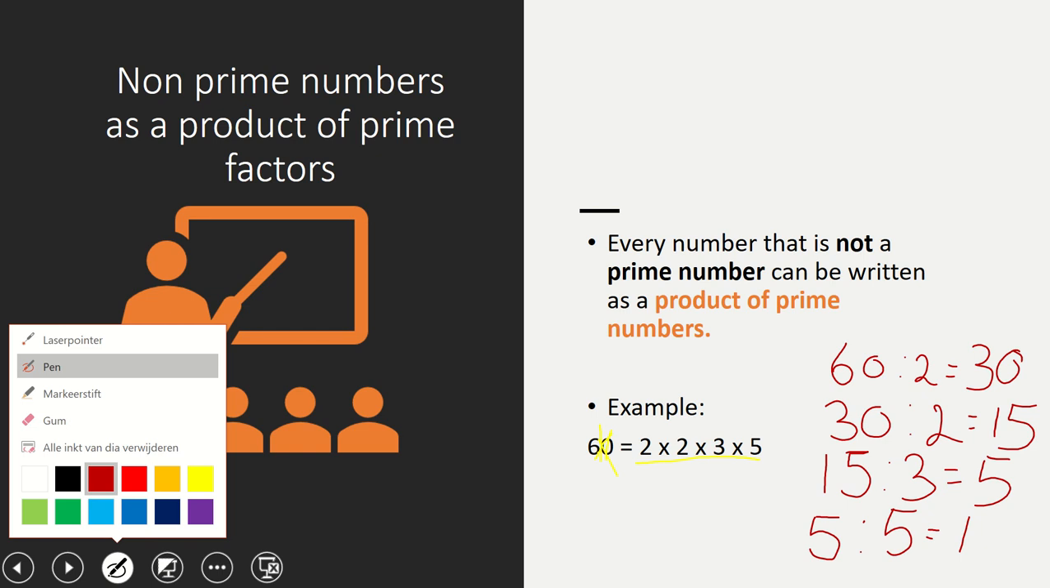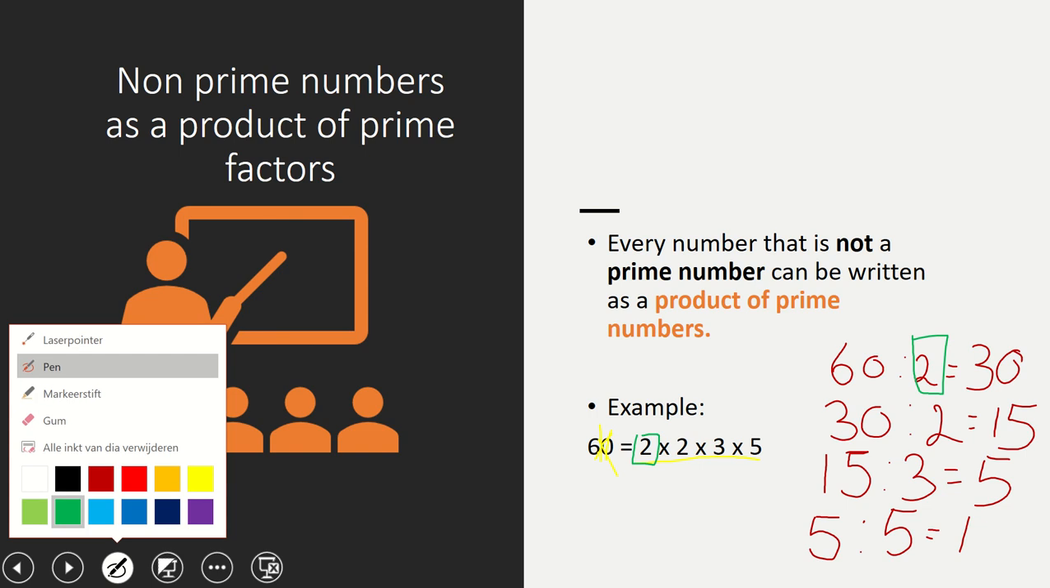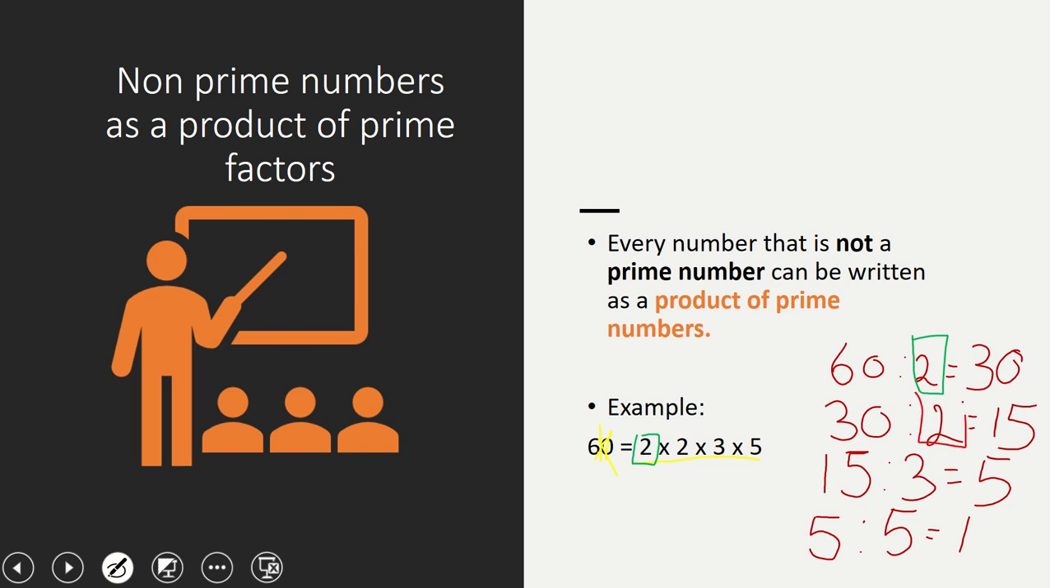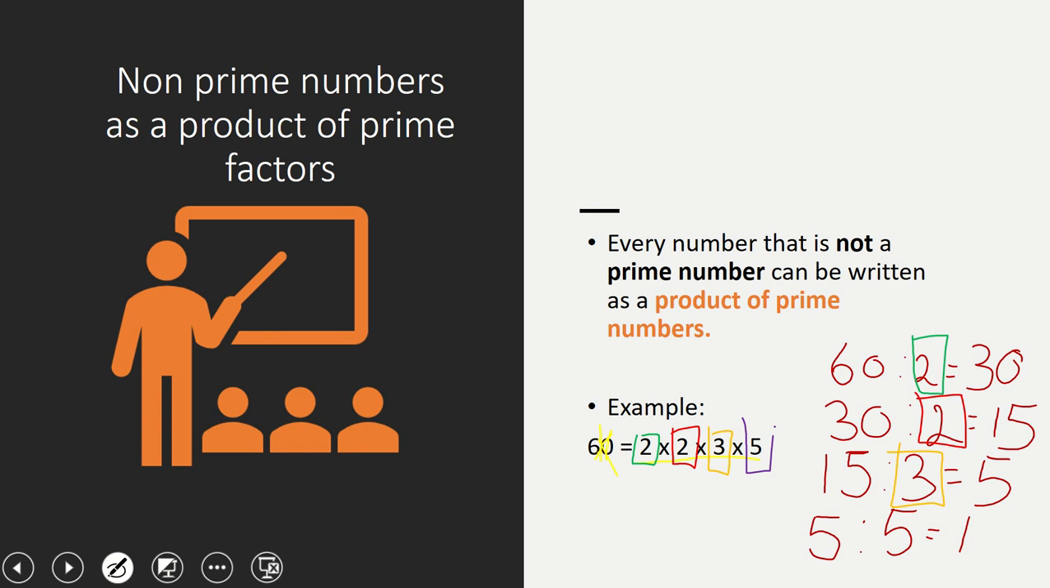So as you can see now, this is the 2 that we're speaking of. This is the other 2. This is the 3. And lastly, this is the 5.